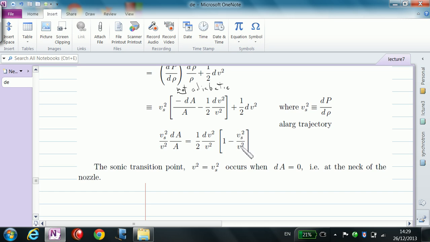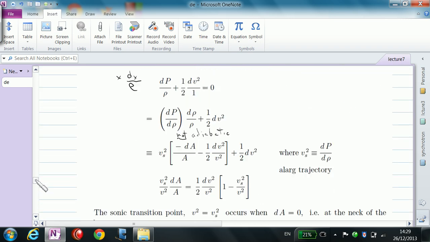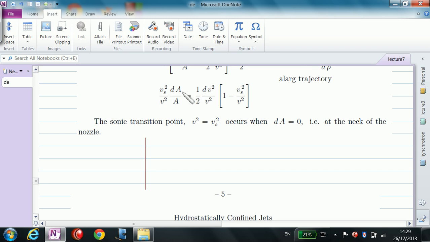Sorry to ask you, what is it? Oh, A is the area. Wait a minute, dA over A is negative. Okay, let's think about this. It means that as A gets larger, V squared is also negative. This is a negative quantity, and in order for the left-hand side to be positive, this must be negative. So dV squared has to be negative also. In other words, the flow has to slow down, even though the area is getting bigger.